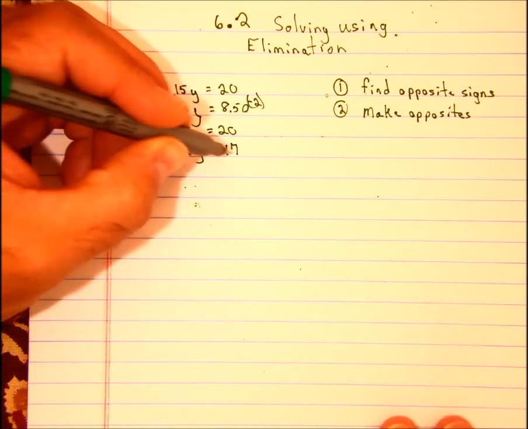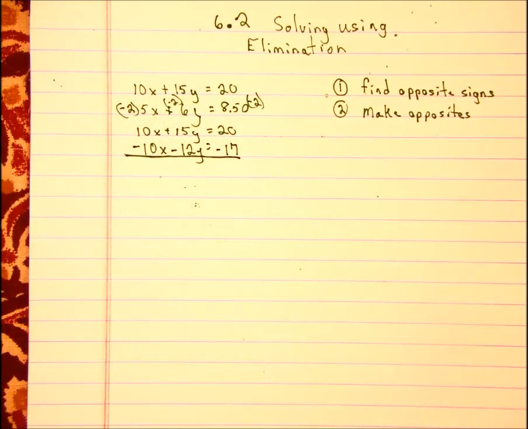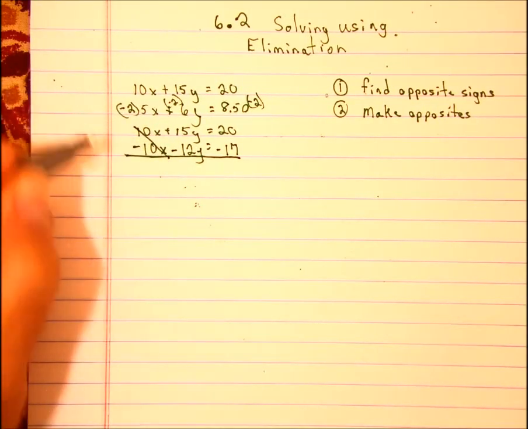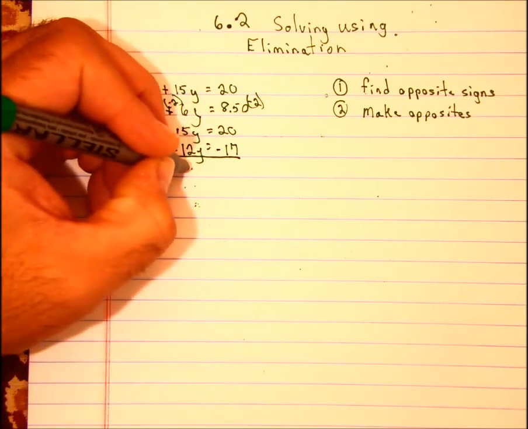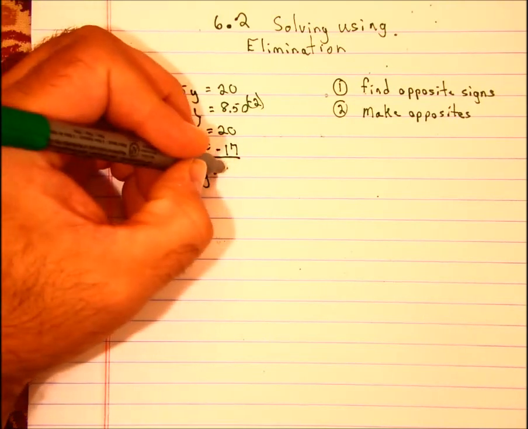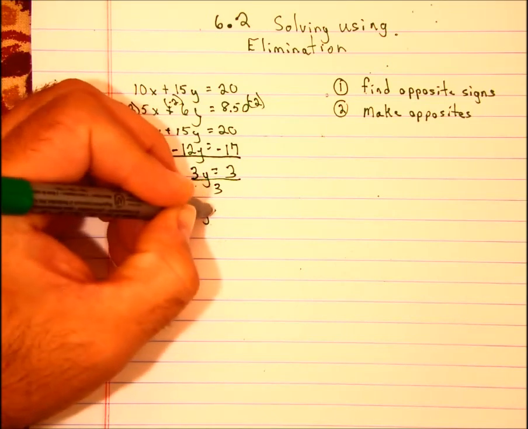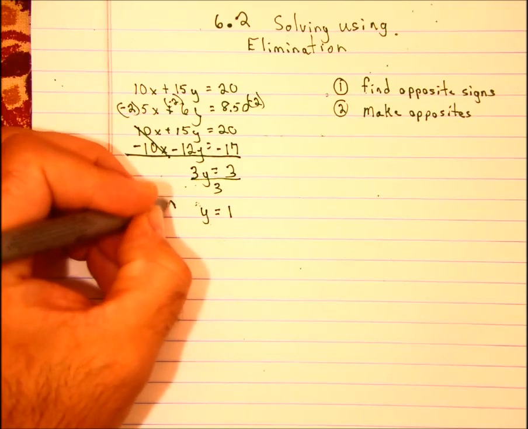And then with elimination, all you do is add straight down. And the reason they call it elimination is because you're eliminating one of the variables. Okay, so I'm eliminating x in this case, which means I'm solving for y. 15 minus 12 is 3y equals 20 minus 17 is 3. I divide the whole thing by 3 and I get y equals 1. So now I have an answer for y.